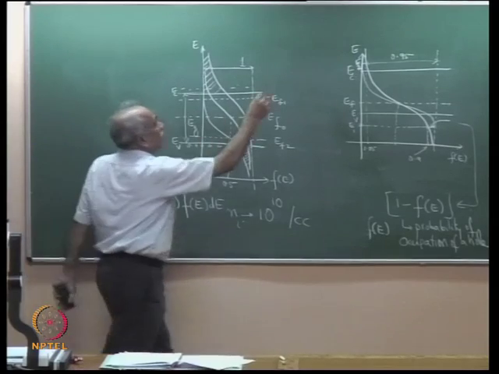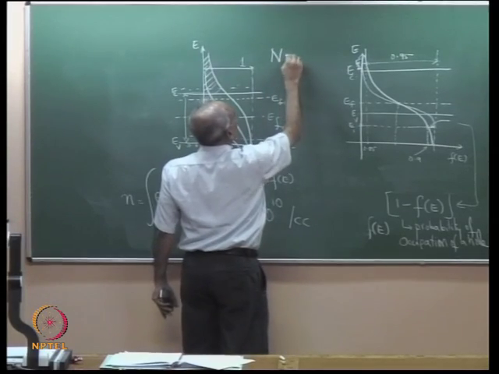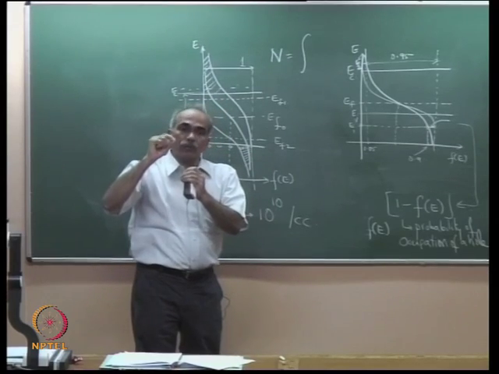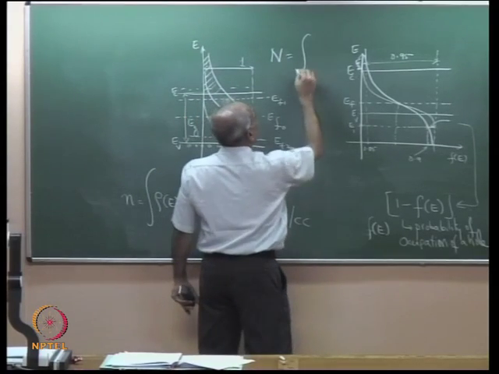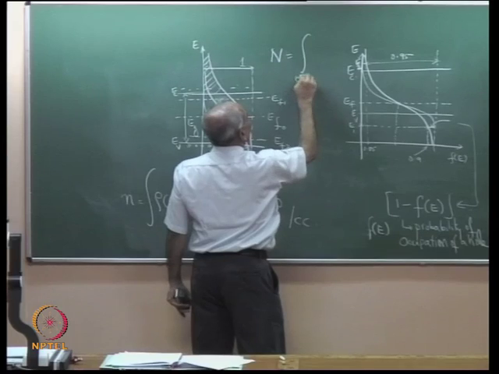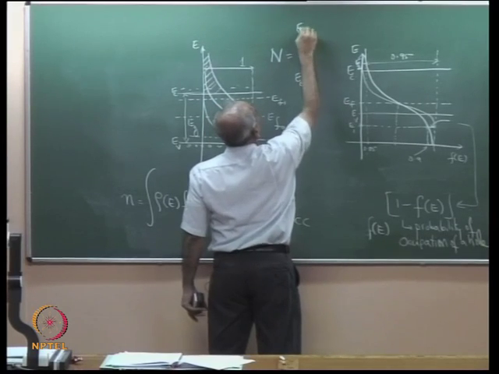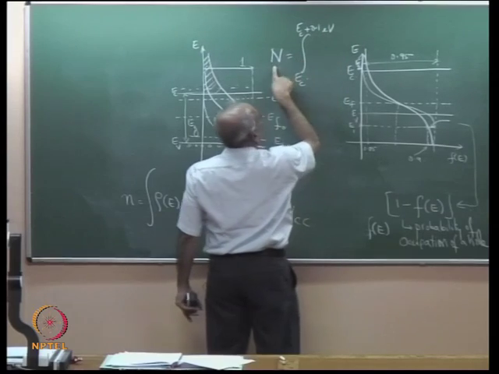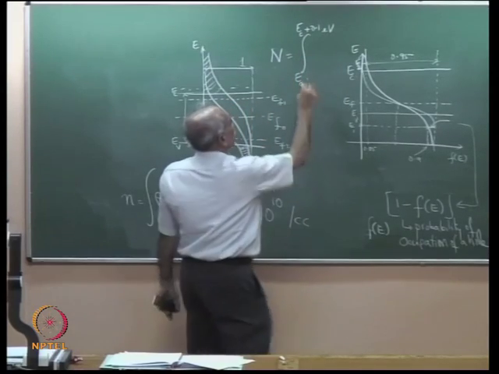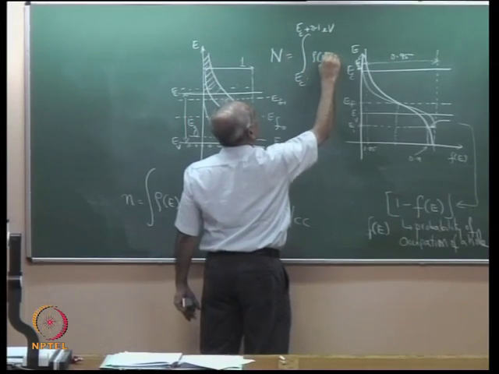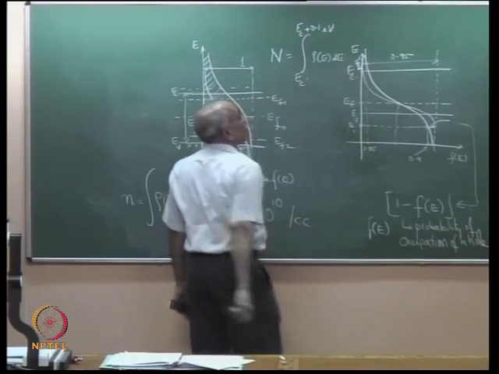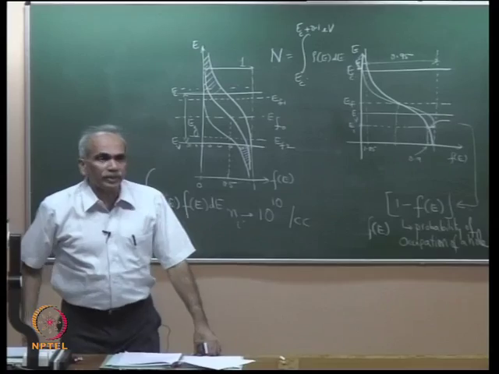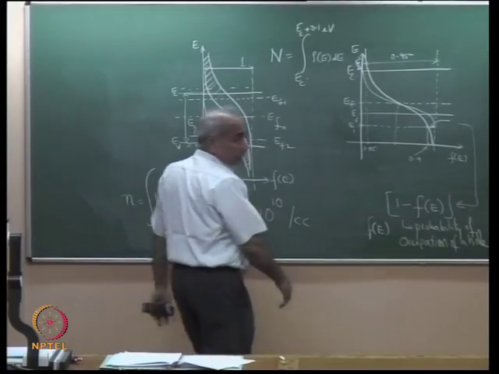In the last class, I had calculated N, the total number of states, from EC to EC plus 0.1 EV. Has anybody tried to complete that integral? So EC to EC plus 0.1 EV, this I called N, and I had asked you to calculate the number of states. The number of states was of the order of 10 to the power of 18. I think 2.5 into 10 to the power of 18 is the number.